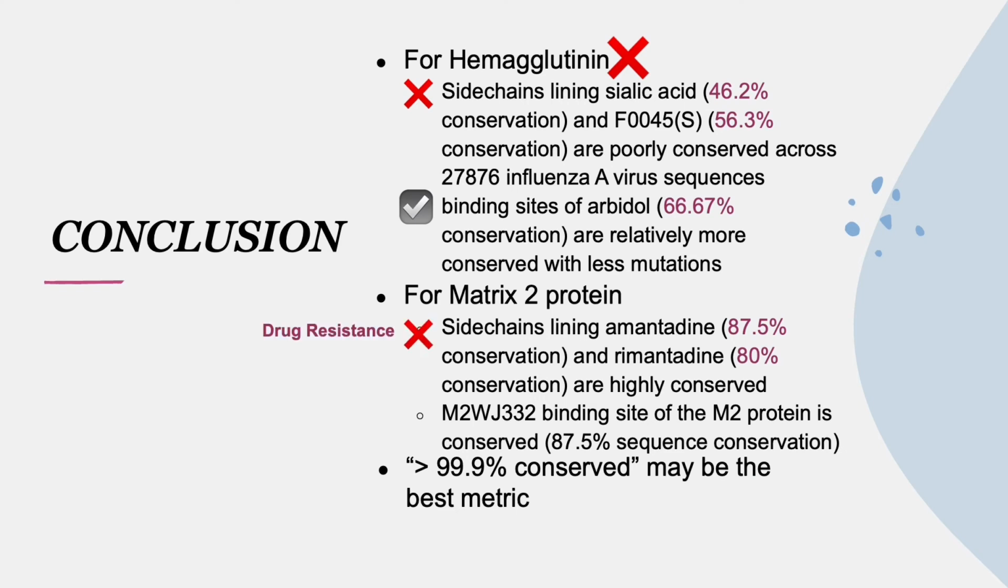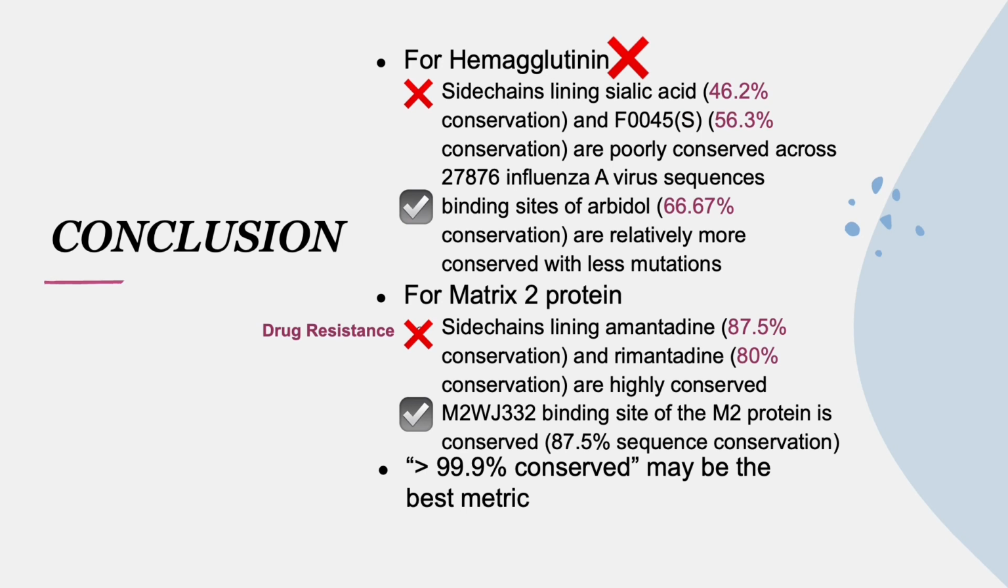While the M2WJ332 binding site of the M2 protein is conserved with 87.5% sequence conservation and specifically targets the S31N mutant, suggesting this site may be of therapeutic interest for inhibition of viral infection. As such, pharmacologically targeting the conformation exchange induced by the S31N mutant is a promising avenue for the discovery of a broad-spectrum anti-influenza A virus inhibitor against the M2 channel to address the problem of resistance.